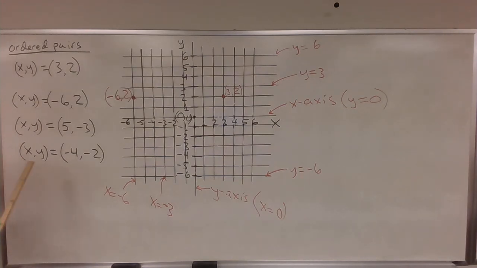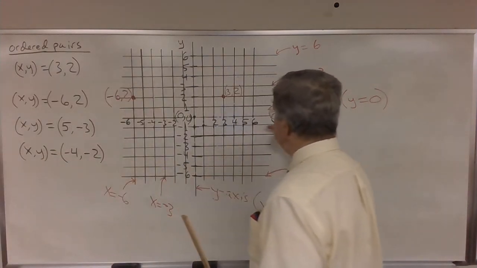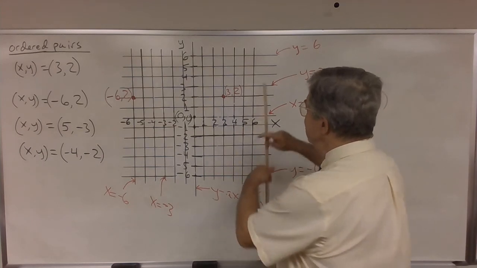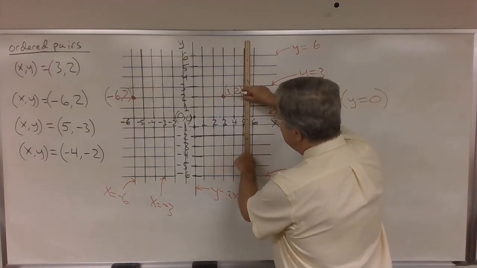Now let's try another one. Remember, x is first, so this is x equal +5, y equal -3. So we look on the x-axis for the point x equal 5, and this is the line x equal 5.